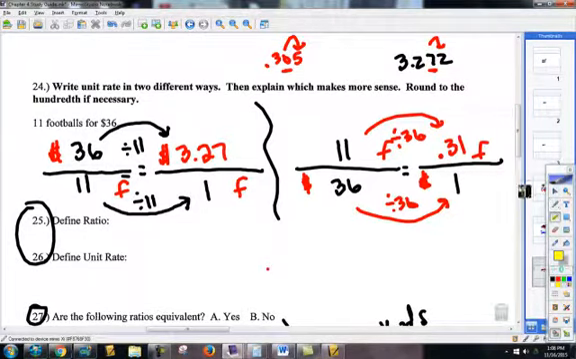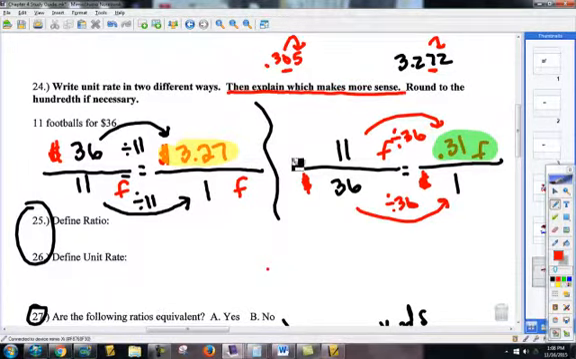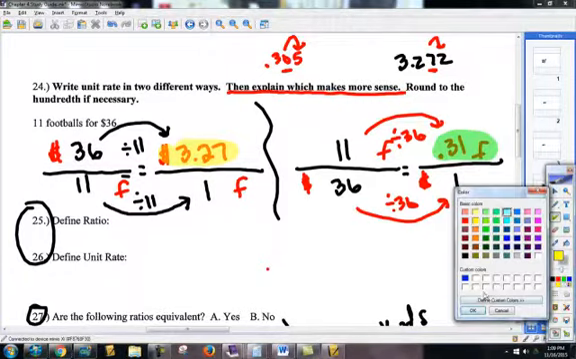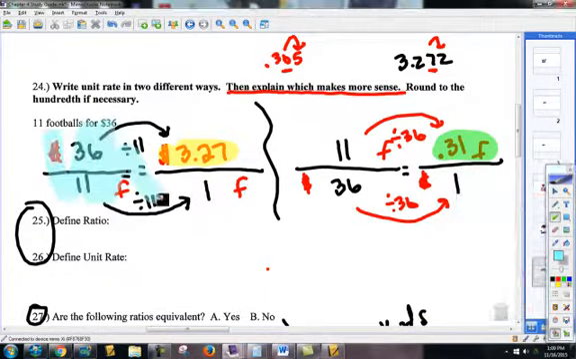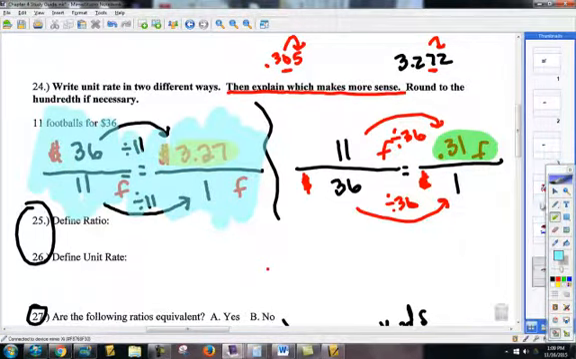Okay, so here's your unit rates. I know that for $3.27, I can get 1 football, or the other unit rate I found is that for $1, I can get 31/100ths of a football. Now, you have to then explain which one makes more sense. Obviously, hopefully you're all realizing this now because we've done so many of them, this is the one that's going to make sense.